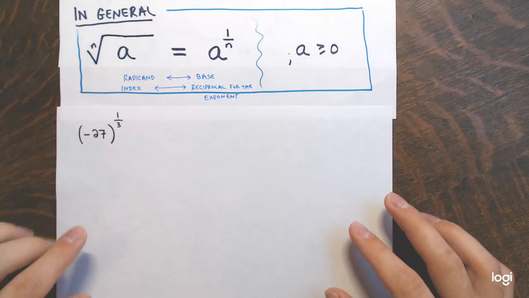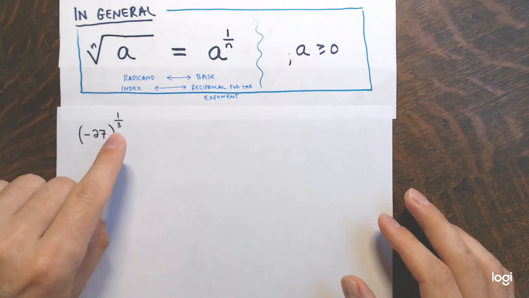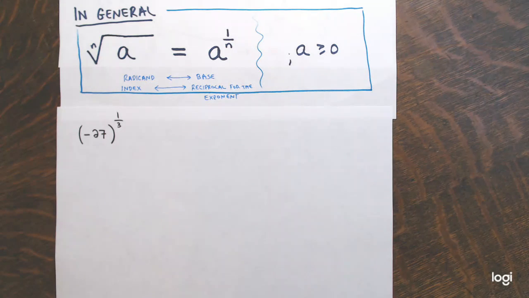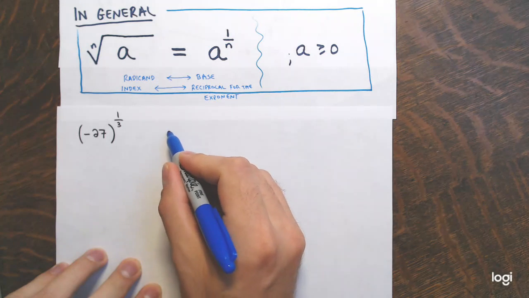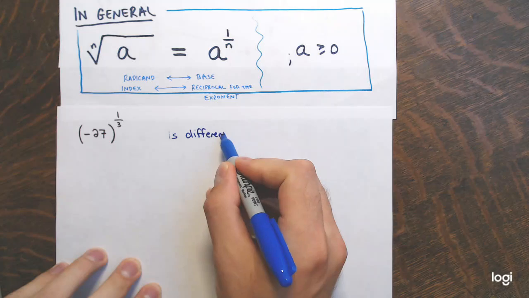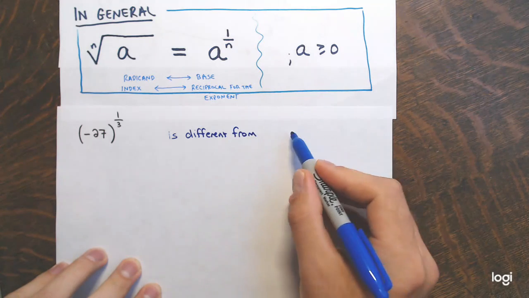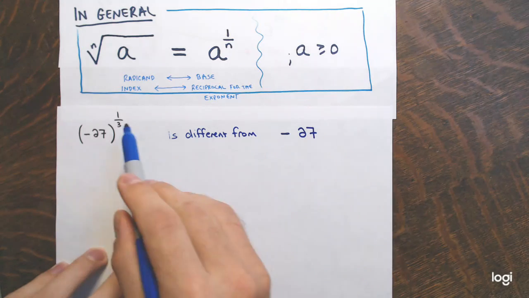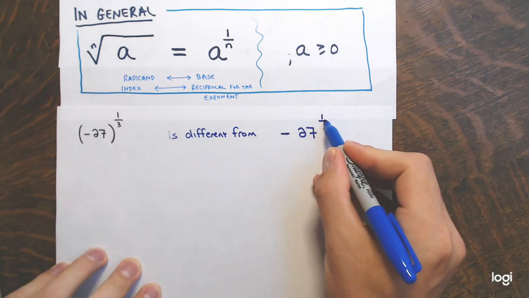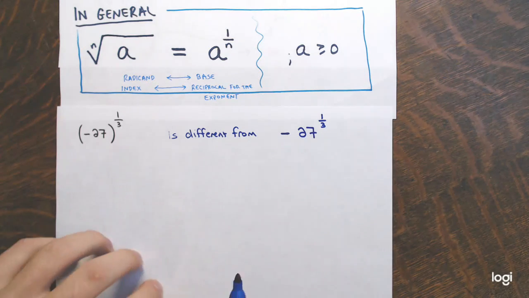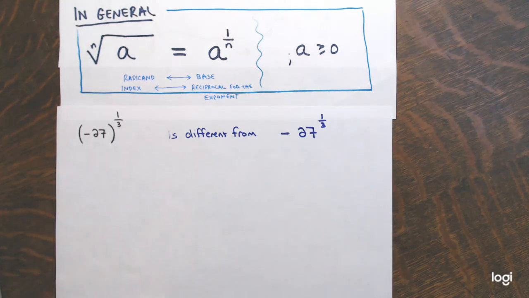So negative 27 to the 1/3 power. Notice the parentheses. The parentheses have a huge meaning here. This is totally different from the following. If I put minus 27, and then on the 27 I put to the 1/3 power, these are totally different, again because of the placement of parentheses.